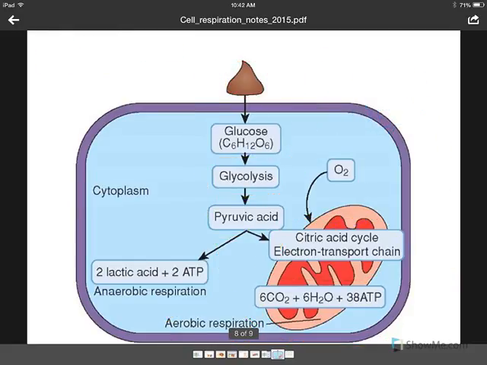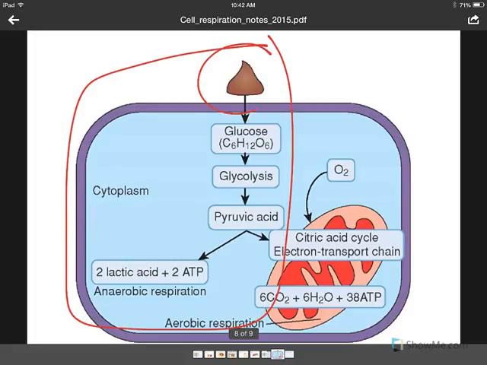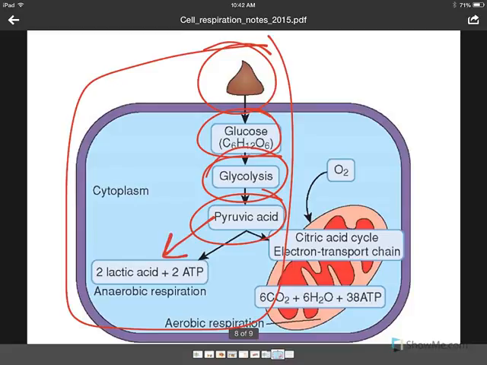So let's look at the diagram of anaerobic respiration. That's going to be focusing on the left-hand side. So we still start with our same piece of chocolate, our lovely Hershey's Kiss. We take our glucose and break it down through the process of glycolysis, and we get pyruvic acid. But you'll notice now the diagram veers off to the left. We do not go into the mitochondria. So the mitochondria is not used during anaerobic respiration.